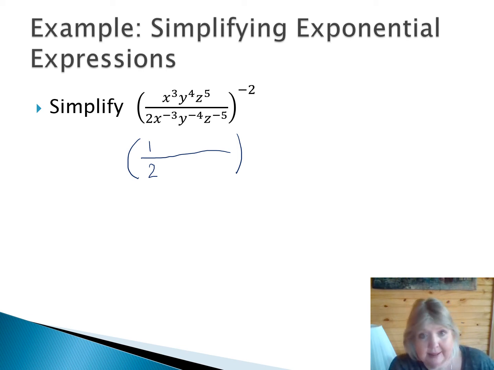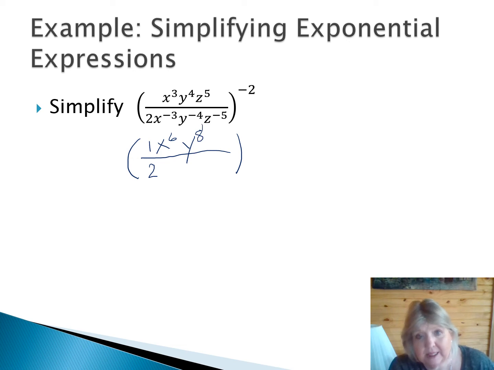Okay, for the x, the exponent on the x is greater in the numerator. So I'm going to put my x in the numerator. And then I'm going to subtract, because when you divide with a common base, you subtract your exponents. 3 minus negative 3 is a positive 6. My y exponent is greater in the numerator, so I'm going to put the y's in the numerator. And I'm going to subtract their exponents. 4 minus negative 4 is positive 8. Well, maybe.